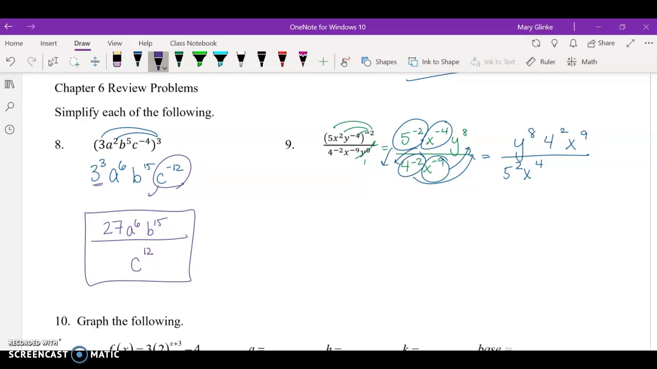Then I can go ahead and simplify. 4 squared becomes 16. 5 squared becomes 25. I have y to the 8th in the numerator. And then for my x's, I have 9 in the numerator, 4 in the denominator. So 4 would cancel out, and I would be left with 5, and they would be in the numerator. Or you can do 9 minus 4 to get the 5.